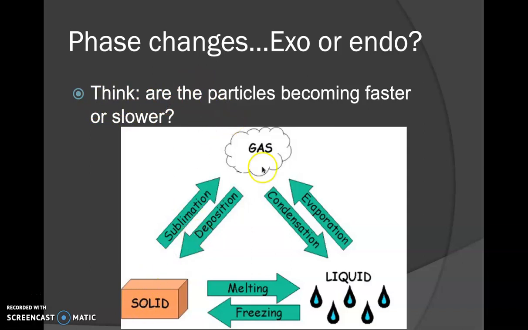Okay, what we're thinking about here is, are the particles becoming faster or slower? So when we go from solid to the gas, the solid particles are just barely vibrating. The gas particles are moving faster. So you're going to need to think, what is happening here? The particles are becoming faster. It takes energy to do that. So that is an endothermic process. Sublimation is endothermic. Deposition, then, the opposite of that, we're going from fast-moving particles to slower-moving particles. So their energy is given off, which means that's an exothermic process.